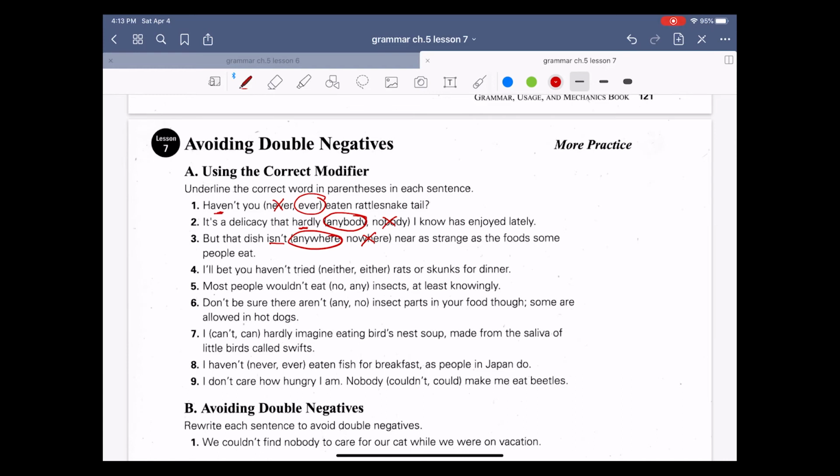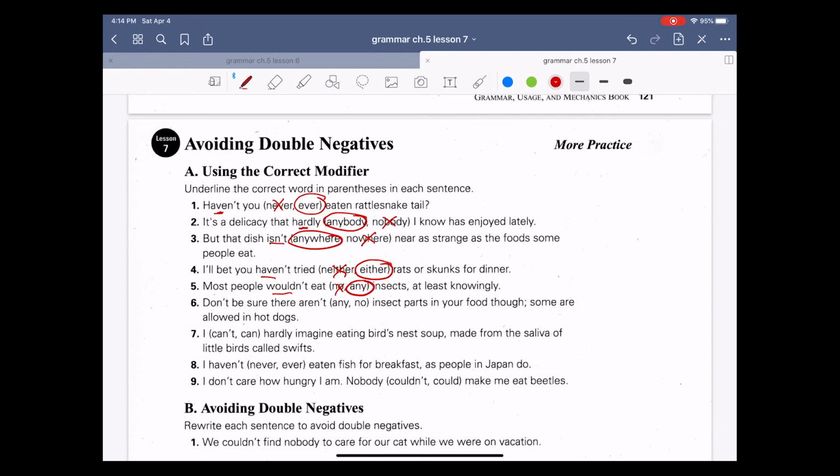Number 4, I'll bet you haven't tried neither or either rats or skunks for dinner. Haven't is your negative, so that means you can't use neither. You have to use either. Number 5, most people wouldn't eat no insects, at least knowingly, unless you're on a season of Survivor. Most people wouldn't eat any insects, at least knowingly. Wouldn't is your negative, so we know we can't use no. We use any.